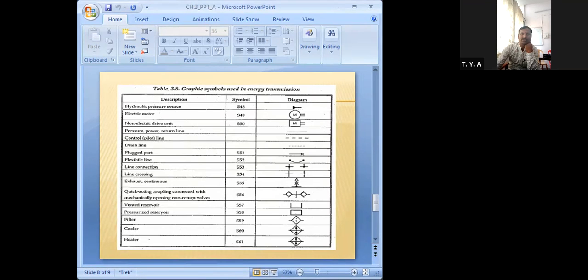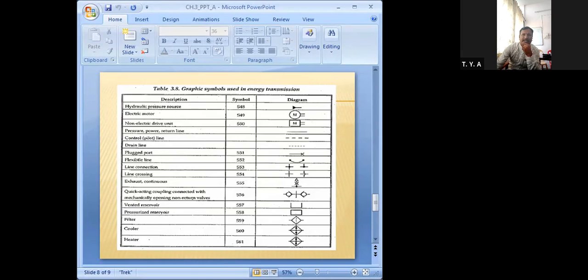Then the electric motor is represented by this one. The non-electric drive unit is represented. Now if you want to represent a pressure, power or return line, it is represented by this one. If you want to represent a control or pilot line, it is represented by this one, dotted. Drain line is totally dotted. Then plugged port.